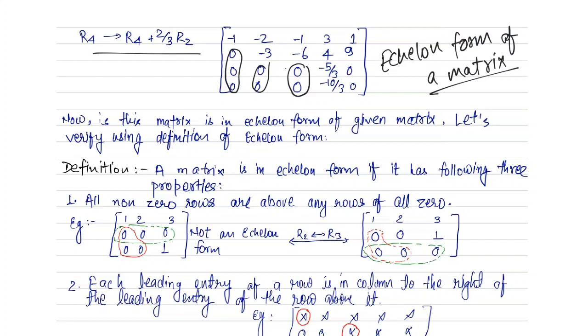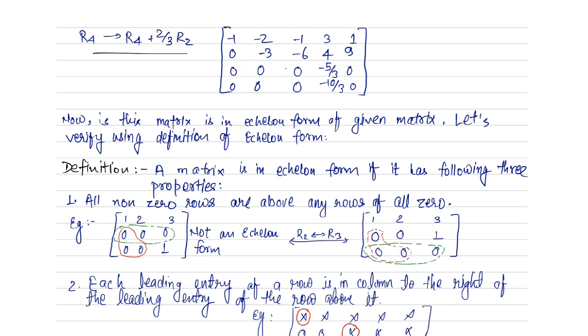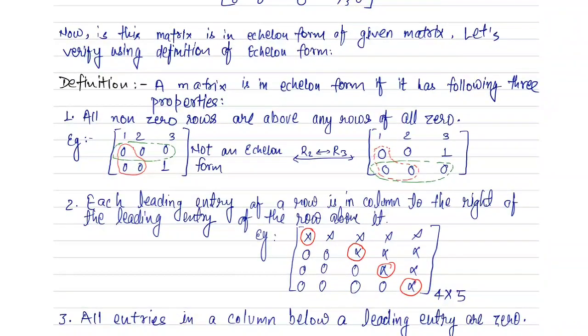Now we'll check whether this matrix is in echelon form of the given matrix. Let's verify using the definition of echelon form. Now we'll discuss the definition of echelon form and check whether the matrix we have written here is in echelon form or not. The definition of echelon form is that a matrix is in echelon form if it has the following three properties. What are the three properties? All the non-zero rows are above any rows of all zeros. Let's say if a matrix has a zero row, it must be at the bottom, below all non-zero rows.